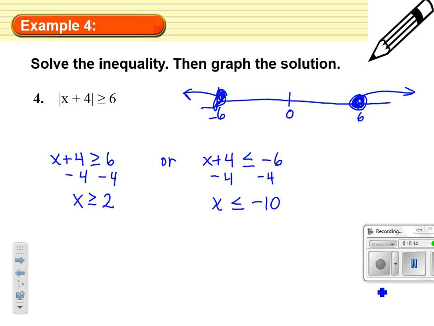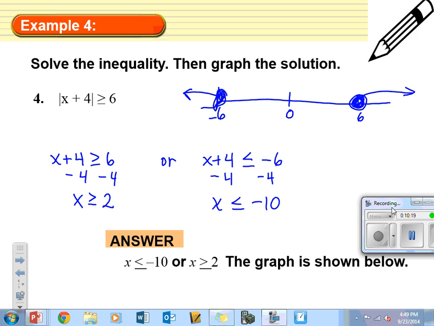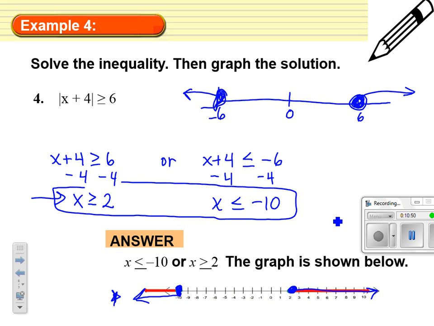And then how would I sketch that on a number line? So to sketch it on a number line, it would look like this. I would have closed circles at negative 10 and 2, and 2 and greater and less than negative 10 to the left. And you should draw this number line and your answers in your notebook so that you can see what it looks like with these answers written and with the graph. Okay?